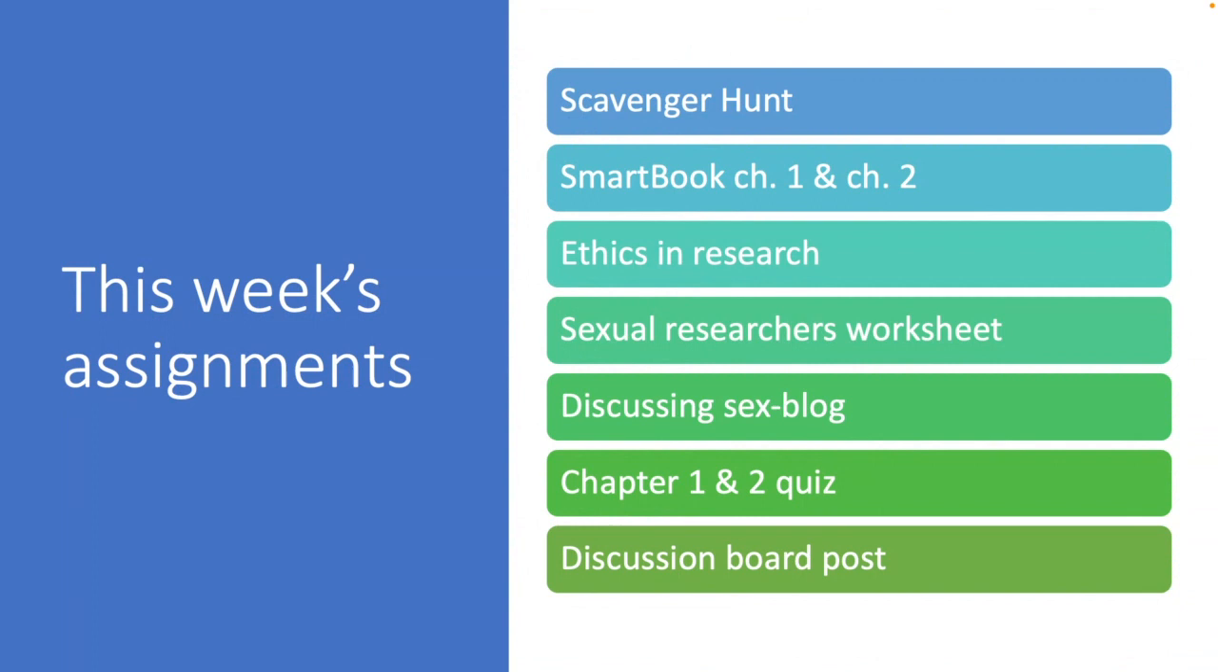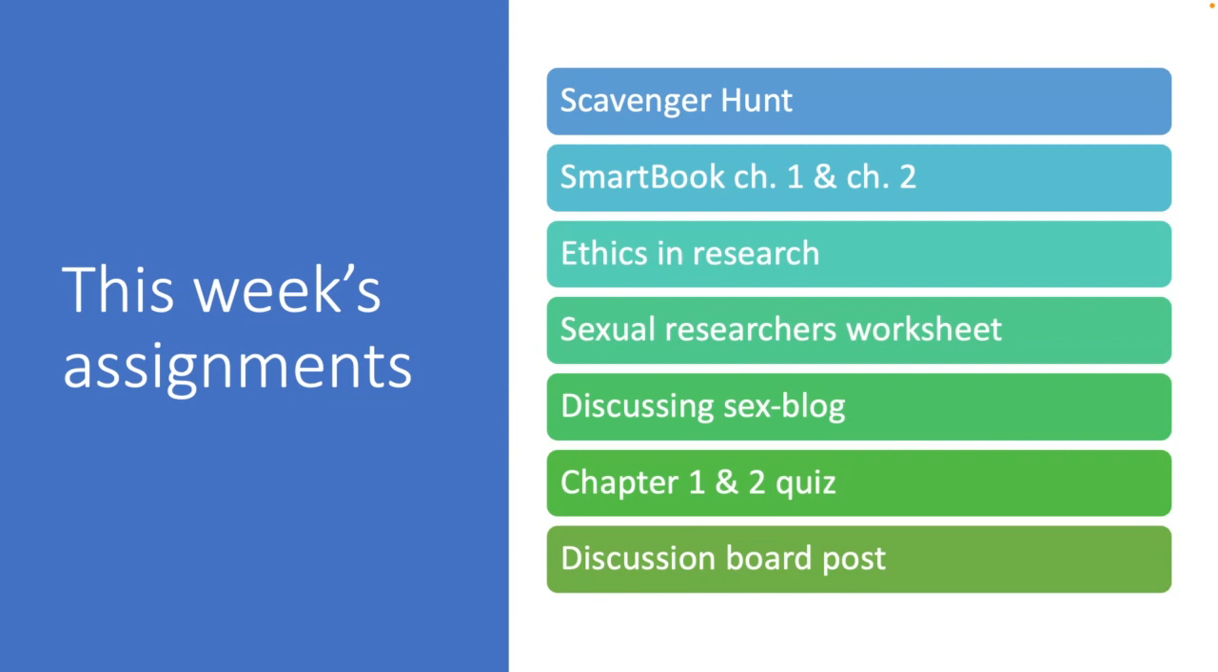This week, you have a scavenger hunt due, your SmartBook chapters 1 and 2, ethics in research, and that's also in the McGraw-Hill book. You have your sexual researchers worksheet, discussing sex blog, chapter 1 and 2 quiz, and your discussion board post. Now, I know this may seem overwhelming and maybe daunting, but many of these assignments are very quick. For example, discussing sex blog. All it is a paragraph just talking about why it's difficult to talk about sex. So please don't give up.